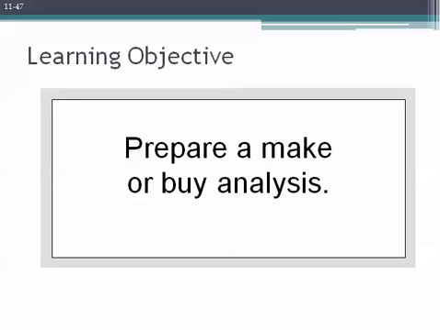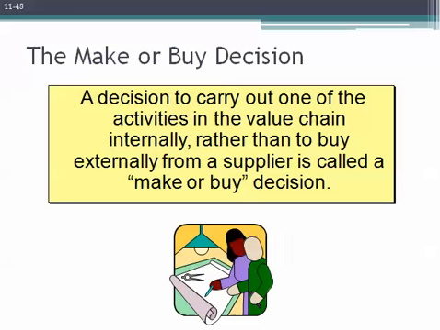Our next learning objective is to prepare a make or buy analysis. A decision to carry out one of the activities in a value chain internally rather than to buy externally from a supplier is called a make or buy decision. In other words, should we manufacture or make a part or component of a part or product internally, or should we outsource? That's the decision we're going to take a look at.